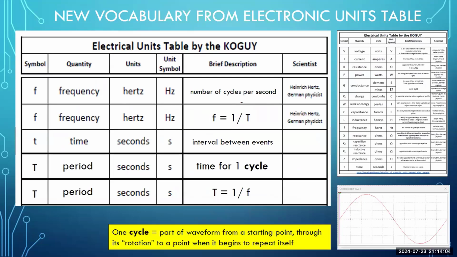The next is a review from our electronic units table, and I've expanded the table with a couple of rows here. From the electronics unit table, we have the symbol of a quantity. The quantity is spelled out. We have units for that quantity. We have the symbol for the units. We have the description of that quantity, and then the scientists who gave this to us. So the very first row shows a quantity called frequency.